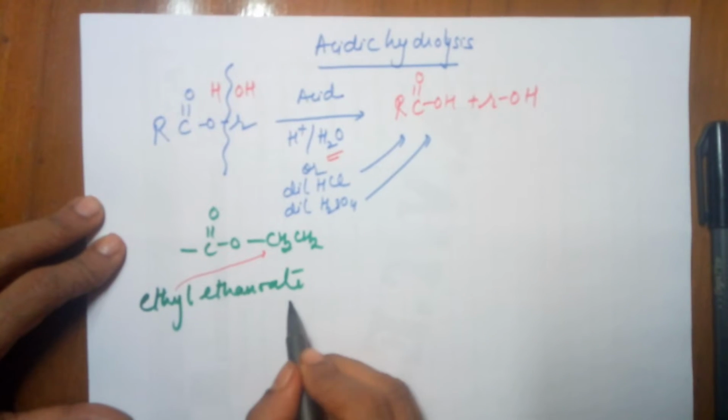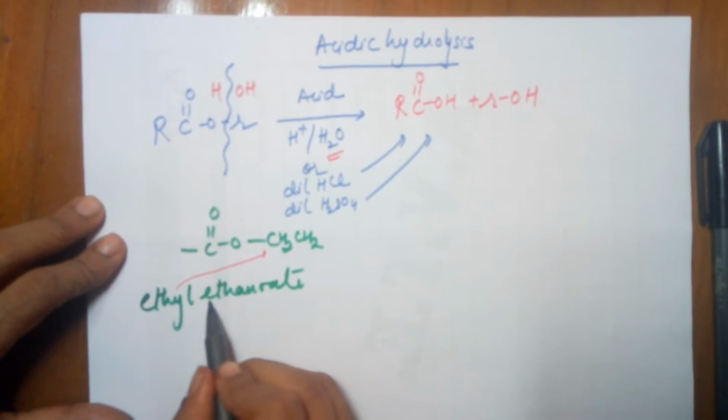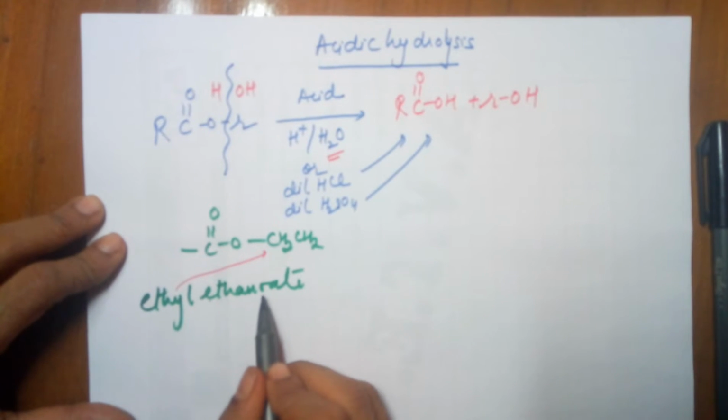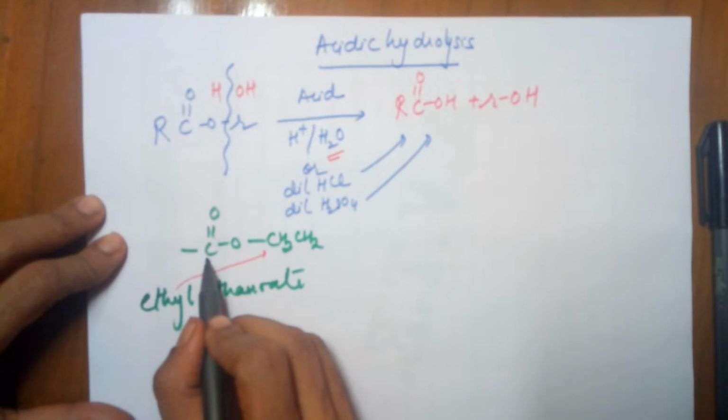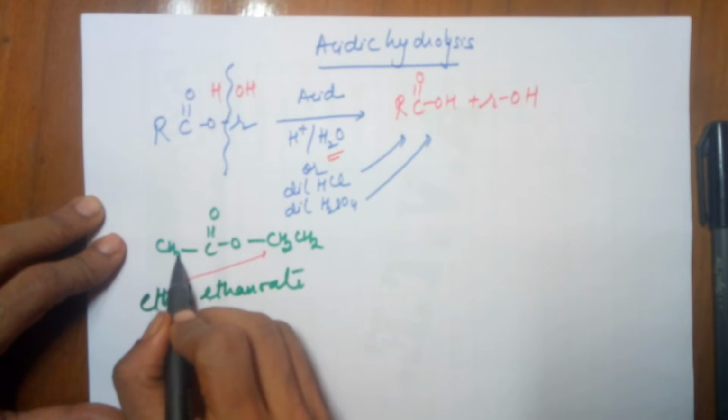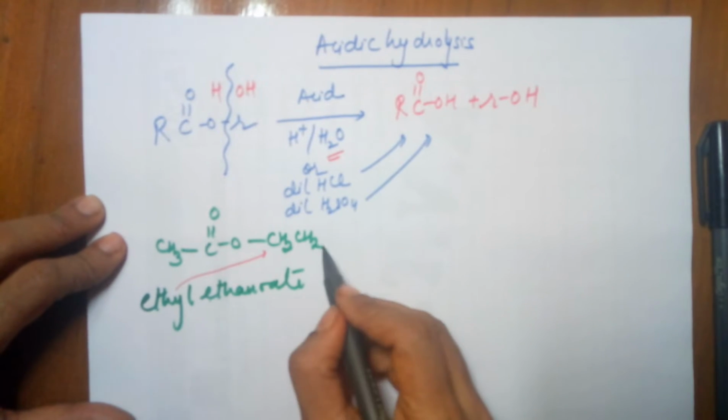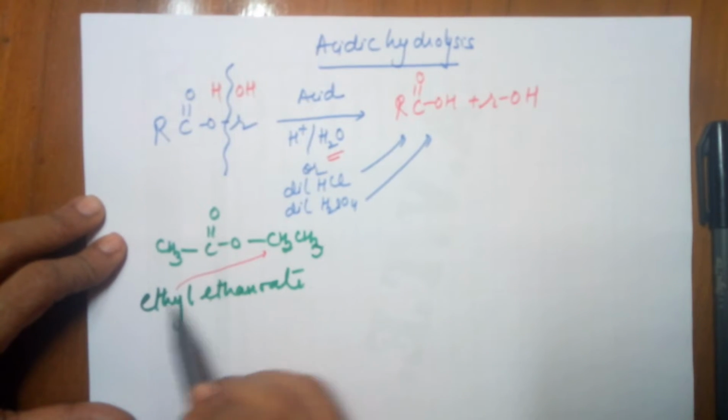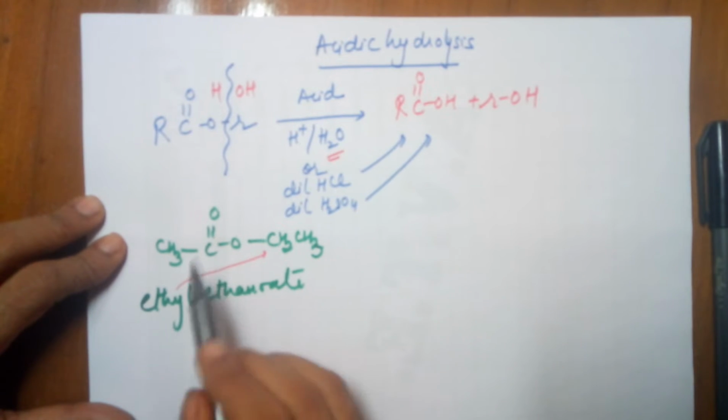The suffix part comes from the carbon side. It's written ethanoate, which means the total number of carbons is 2. One you already have, one more to go is the compound that is given here. Sorry, there has to be a CH3. Ethyl ethanoate is the compound.